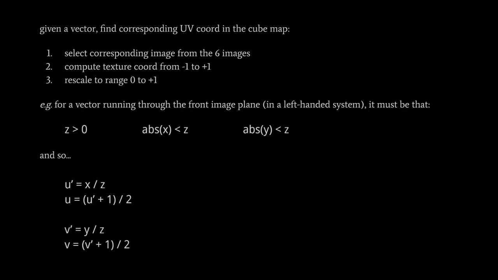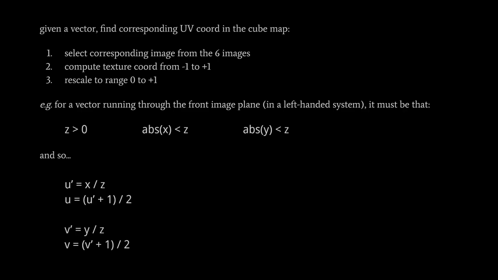What tells us it's the front is that the absolute value of X is less than Z, and the absolute value of Y is less than Z. Because remember that the field of view for these images is 90 degrees on both axes. And so say when X is equal to Z, then we have a vector running through the right edge of the front image. If negative X is equal to Z, then we're running through the left edge of the front image. And so the X's that range from negative Z to positive Z, those X coordinates lie in the range of the front image rather than the left or right image.